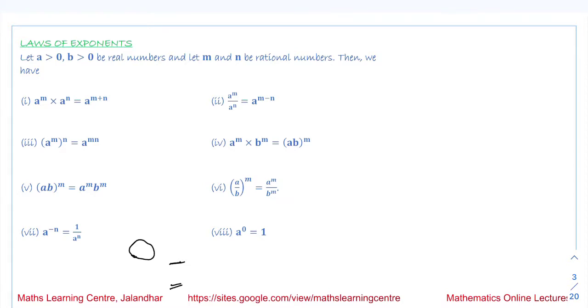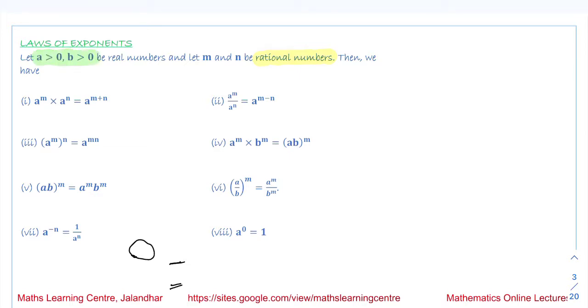We are saying that if a and b are positive real numbers, and m and n are rational numbers, then we have listed some properties over here. The first property: a raised to the power m into a raised to the power n is equal to a raised to the power m plus n. It is very important to note that a and b both are positive.